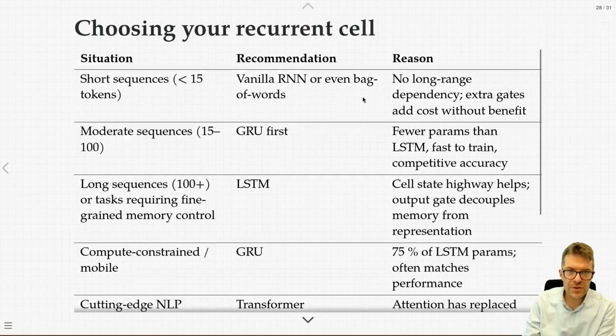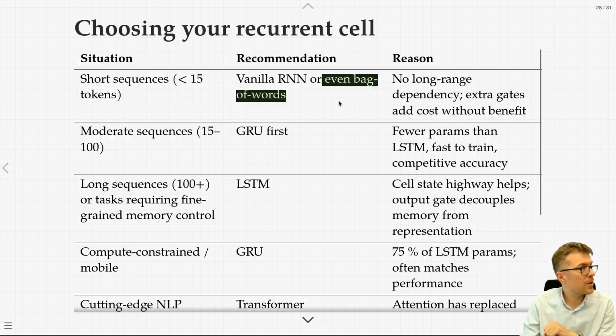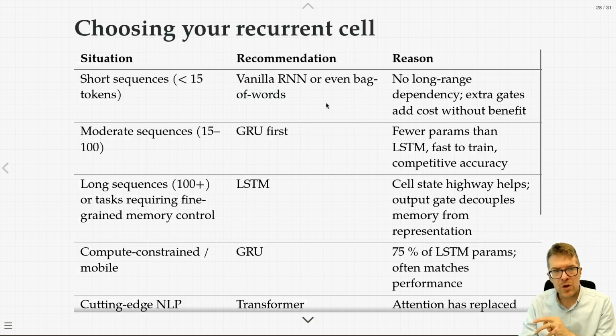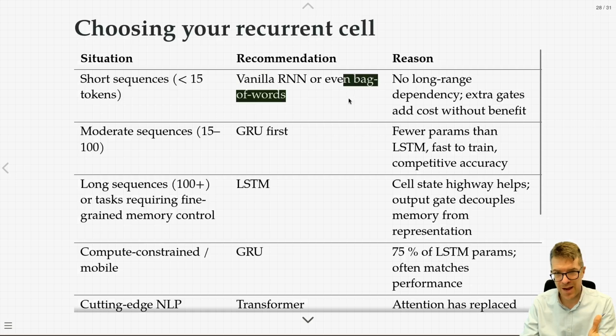How to choose your recurrent cell. If you have short sequences, the rule of thumb is maybe vanilla RNNs are sufficient, but maybe even simpler models than that. These vanilla RNNs, and certainly bags of words with only a context window, are not very good at long-range dependencies, so don't use them. If you have a moderate sequence, try GRUs. There's fewer parameters. If you have long sequences, try LSTMs.